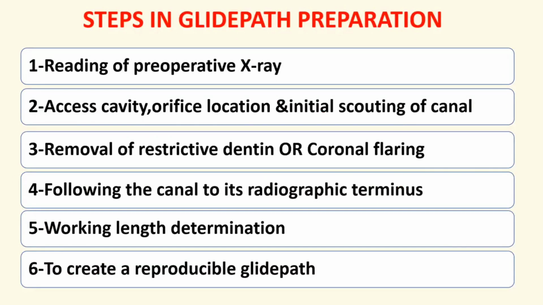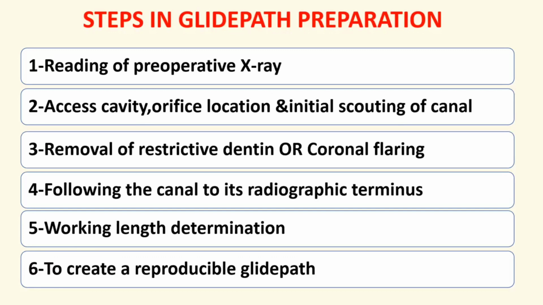Now coming to the actual steps in the glide path preparation. These are the 6 steps in the glide path preparation. We will discuss each step in detail with video presentation as well. First step is reading of the pre-operative X-ray. Second step, access cavity, orifice location and initial scouting of the canal.